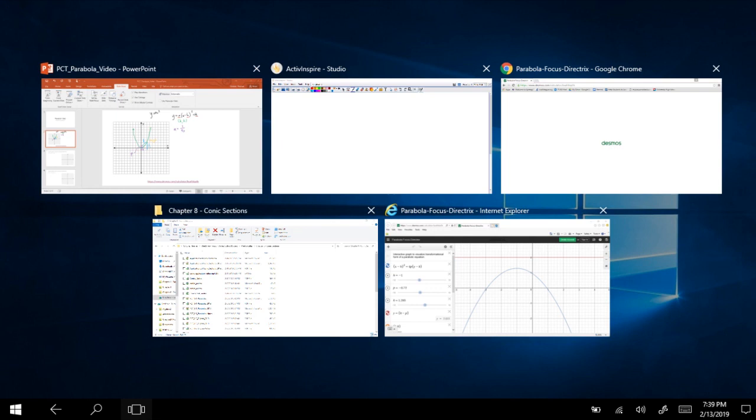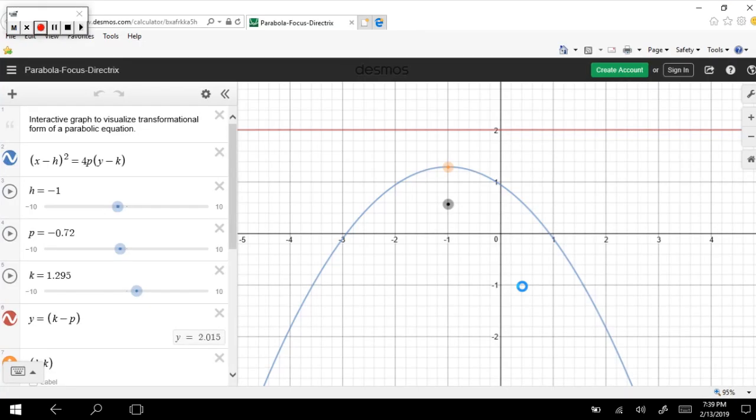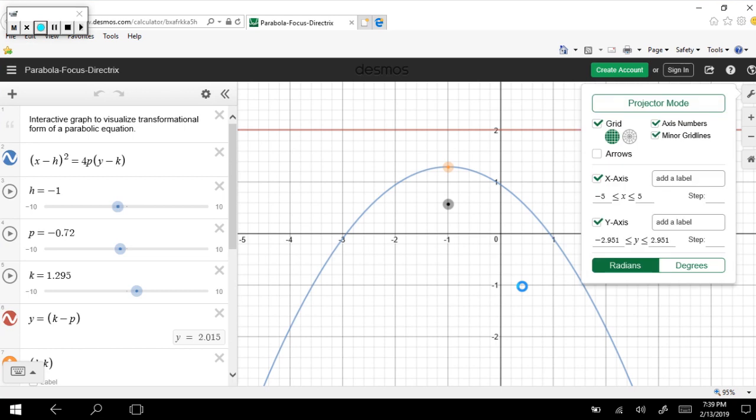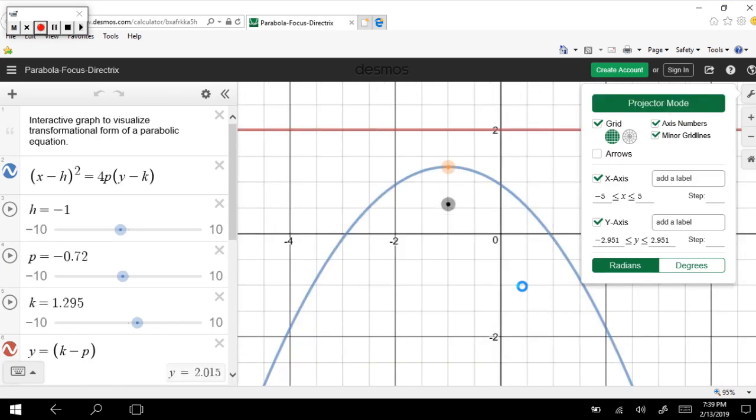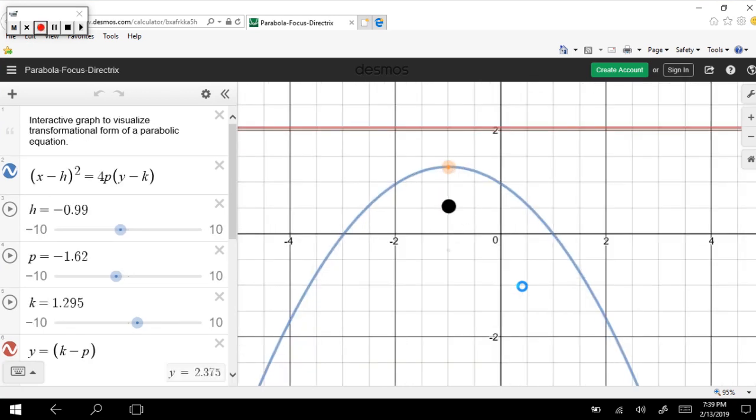Did that work? Yeah, hey look. Here's a little Desmos thing about directrix and focus. So this black dot is the focus. I can move it around.